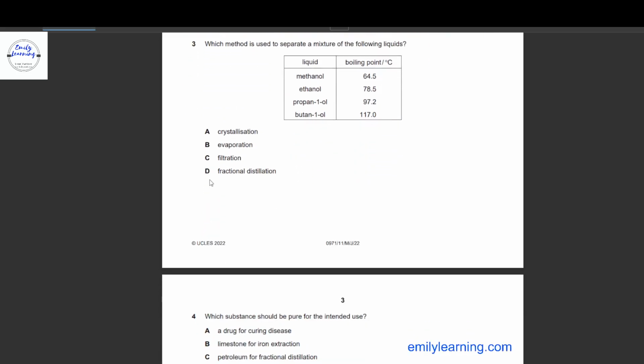Moving on to question 3, which method is used to separate a mixture of the following liquids? If you look at all these liquids here, what they differ in is boiling point, and they are all alcohols. So we know they are miscible liquids, so they will dissolve in each other. If you want to separate miscible liquids with different boiling points, then the method would be fractional distillation. So the answer is D.